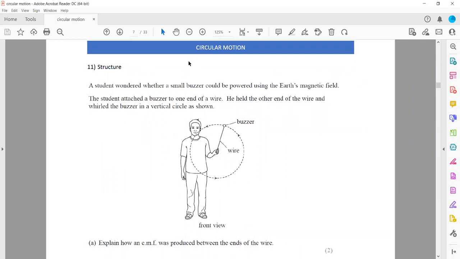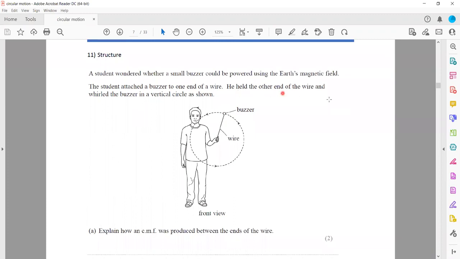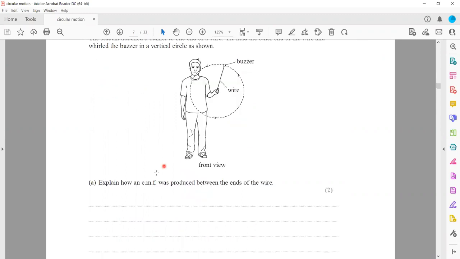In question 11, a student wondered whether a small buzzer could be powered using the Earth's magnetic field. So the basic idea of what the student is doing: the student has a buzzer. When he rotates it, there will be a change in the magnetic field, and due to electromagnetic induction, a change in magnetic field induces EMF. So the student attached a buzzer to one end of a wire. He held the other end of the wire and swung the buzzer in a vertical circle, as you can see.